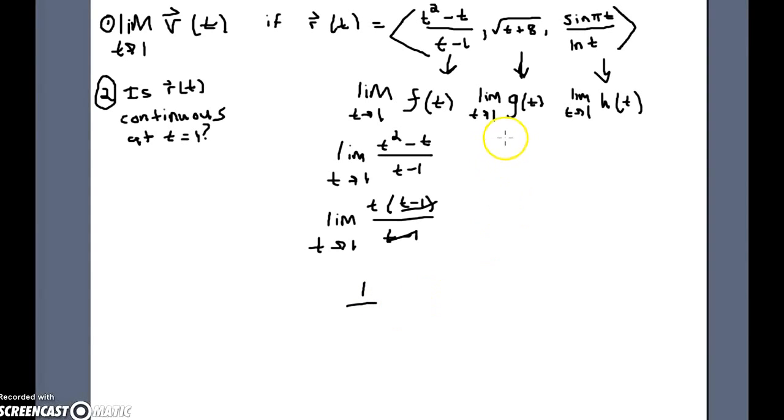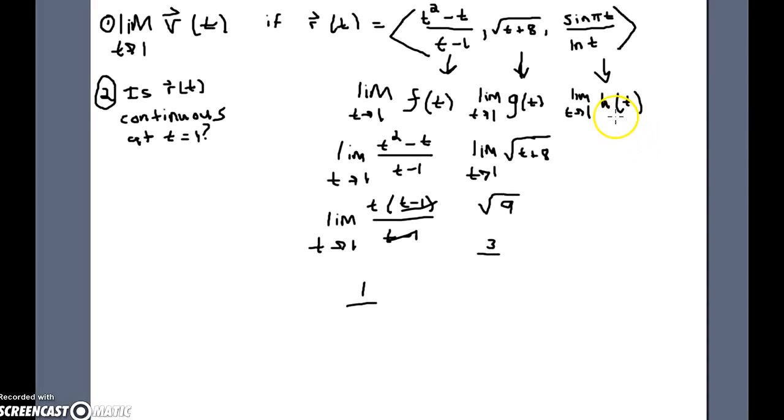Now let's shift over to the y component. So here we have the limit as t approaches 1 of the square root of t plus 8. Plug in 1, and we don't have to do much work. We get the square root of 9, which is 3.